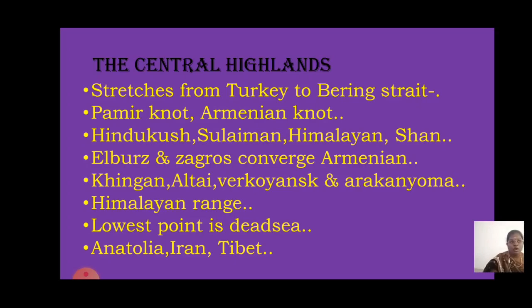When we speak about the northern lowland, the most extensive lowland is the Siberian plain, and it extends from the Ural mountains in the west to the Verkhoyansk range in the east. These are the 2 things you have to keep in mind. Now comes the Central Highland. It stretches from where to where? Turkey to Bering Strait. There are 2 knots found in Asia: the Pamir knot and the Armenian knot. A knot is the convergence of mountain ranges.